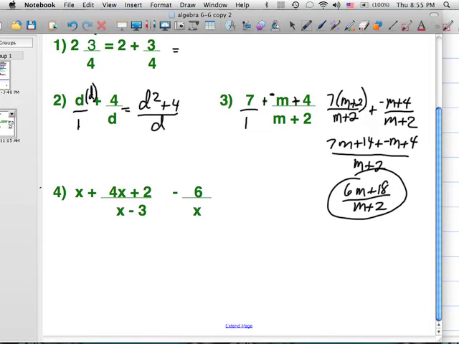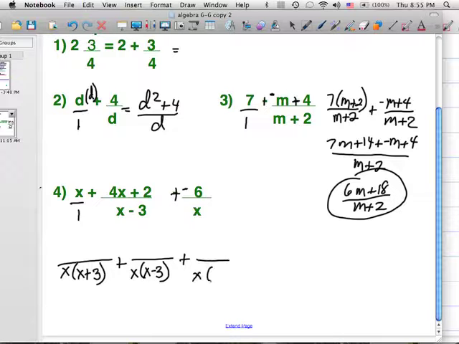And the fourth example, put x over 1, make this plus a negative 6. The least common denominator, we need an x, and we need an x plus 3. So we're going to rename all 3 fractions with that denominator. The first fraction, we need both the x and the x plus 3. So that's going to give us x squared times the quantity x plus 3.